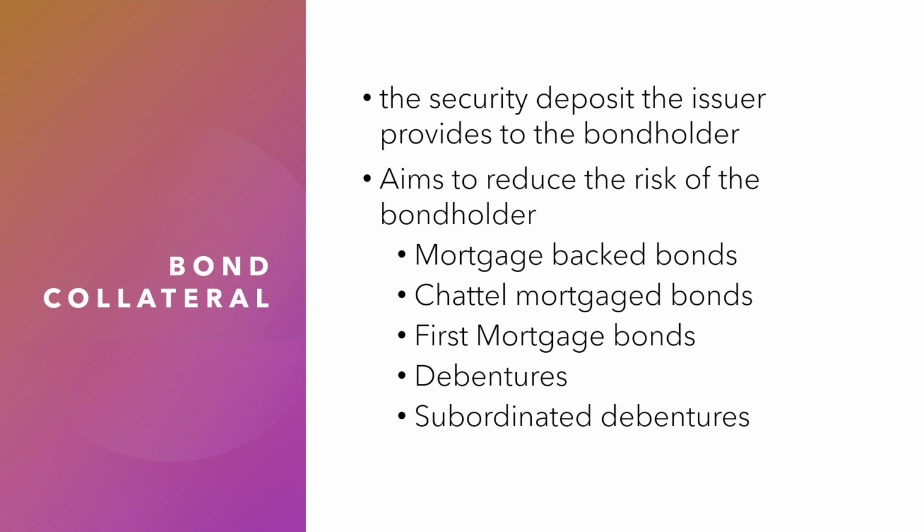First mortgage bonds are bonds that have first claim on assets secured. Debentures are bonds that are not secured, and subordinated debentures are bonds that have claims that are secondary to the claims of a debenture.